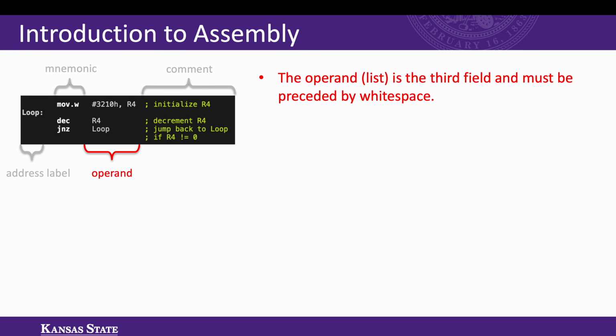The third field is the operand. It also must be preceded by whitespace. Again, how much whitespace is up to you, but typically all of the operands are aligned with one another. So in the figure, we see from top to bottom, hashtag 3210H, R4, that's one operand, then nothing, then R4, and then loop, and then nothing. And so all of the lines with something are all aligned with one another. And again, I want to point out that operands never begin with a semicolon.